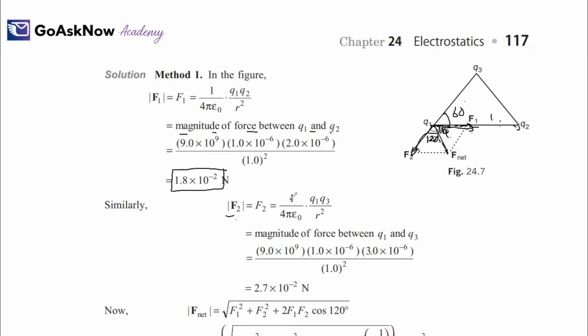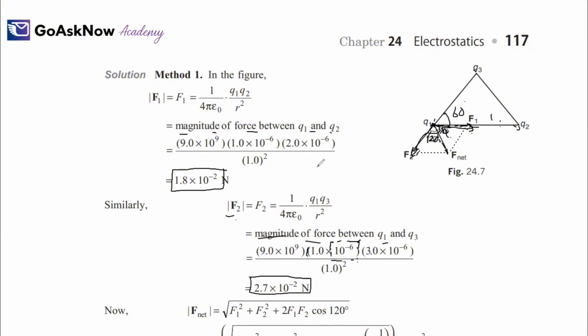Similarly, the F2 force magnitude is K Q1 Q3 by R squared, because it is acting between Q1 and Q3. The magnitude will be 9 into 10 to the power 9, into 1 into 10 to the power minus 6, that is the magnitude of the Q1 charge, and the Q3 charge magnitude is 3 into 10 to the power minus 6, upon 1 into 1 whole squared. Why have we multiplied by 10 to the power minus 6 here? Because the charge is given in microcoulombs, so we multiply by 10 to the power minus 6 to change microcoulombs into coulombs. This value is coming out to be 2.7 into 10 to the power minus 2 newtons.